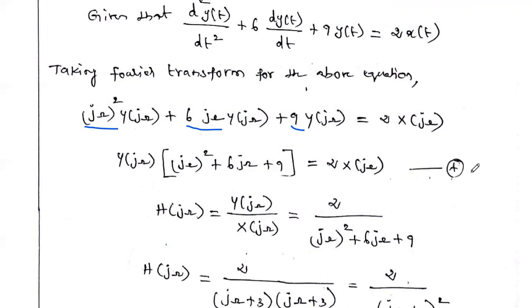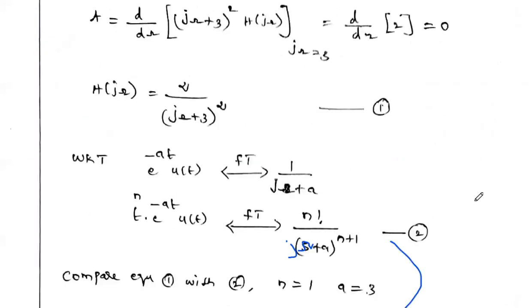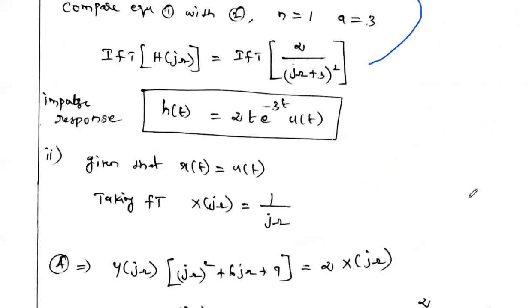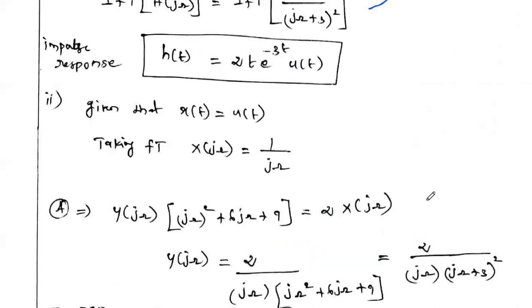So we are considering this equation number A. In this equation our aim is to find y, so we have to substitute the value of X of j omega here. X of j omega we already calculated, so we substitute the X of j omega in equation number A.